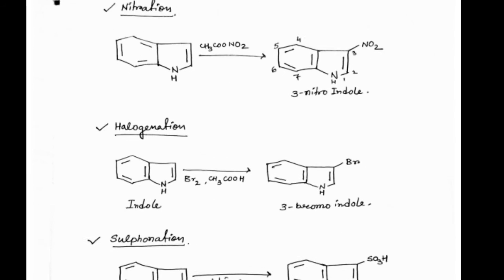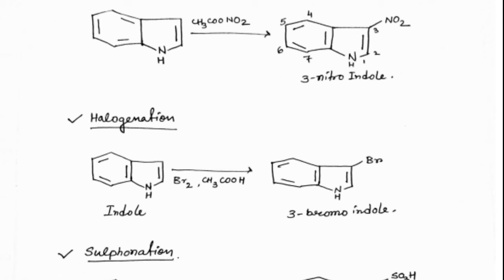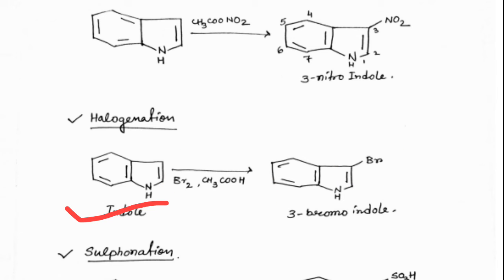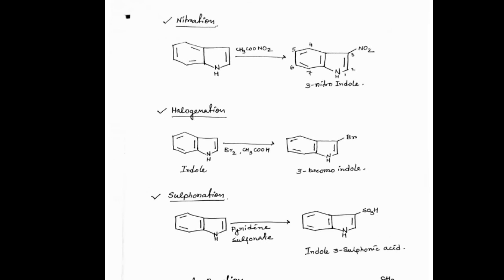Then go for the next one, the halogenation reaction. Halogenation means any of the halogens may react in this reaction. Now this is the structure of indole. The reagent used for this reaction is bromine in the presence of acetic acid. Whenever indole reacts, it produces 3-bromoindole, that is, bromine substitution at position 3.